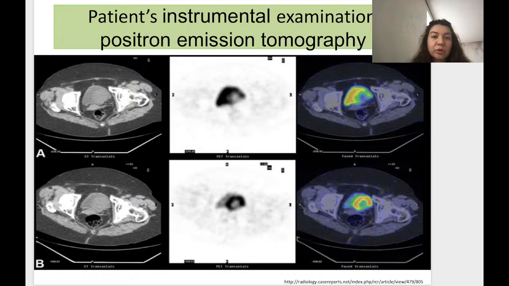And PET, positron emission tomography. It is a very good method that helps us visualize the structure, check function, and see the internal structure of the kidney.